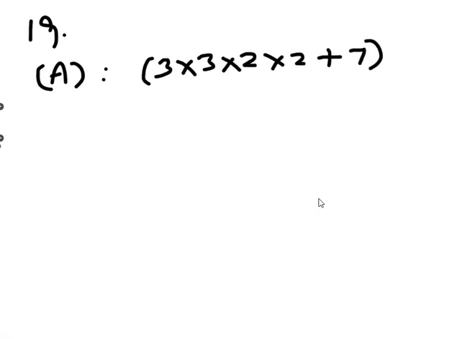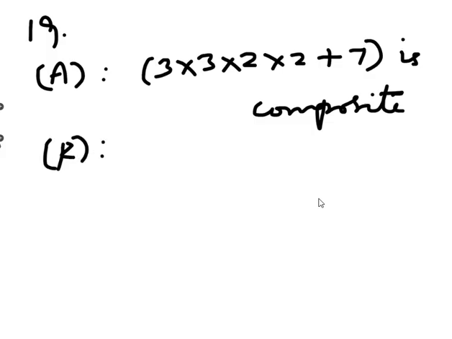Assertion A is 3 times 3 times 2 times 2 plus 7 is composite. That is false. A is false, but R is true. R says a number having more than 2 factors is called a composite number.